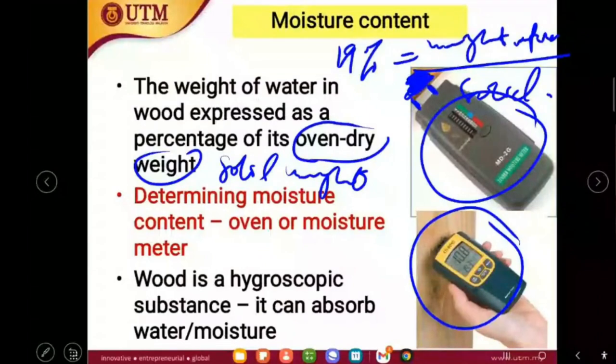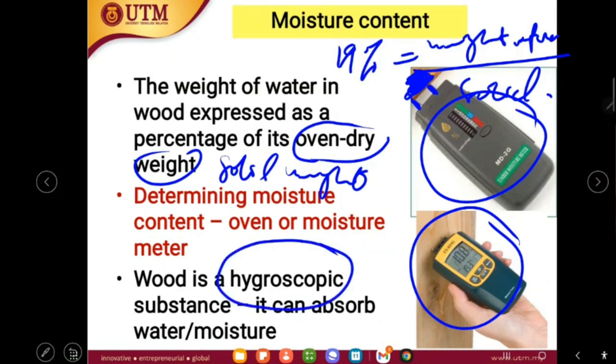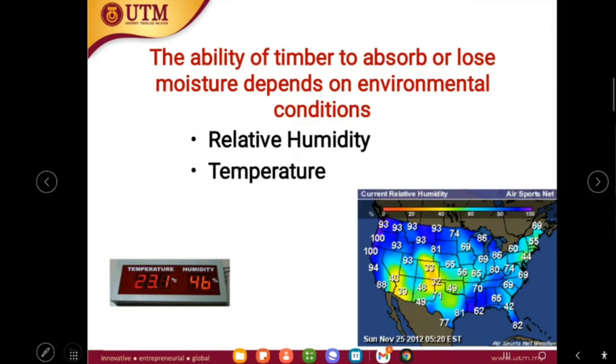Wood is a hygroscopic substance. It can absorb water or moisture. Why do we call it hygroscopic? It's not because it takes the water from the soil, from the roots. Hygroscopic means the wood can also absorb water from our atmosphere, from the air. When the humidity is high, wood has the ability to absorb water from the atmosphere. So the ability of the timber to absorb or lose moisture depends on the environmental conditions, which are the relative humidity and also the temperature.